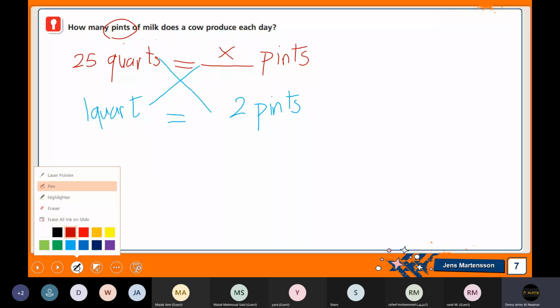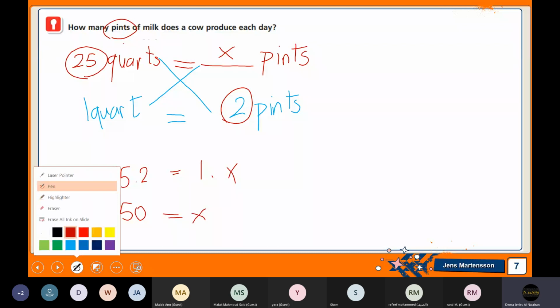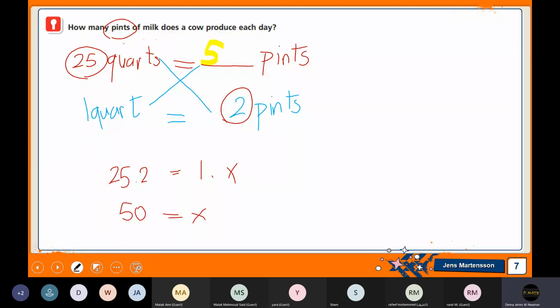Now, 25 times 2 equals 1 times x from the cross product. Then 25 times 2 is 50, equal to x. So it means that 25 quarts make 50 pence.